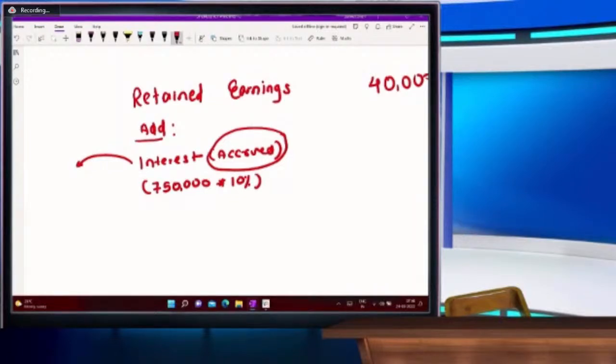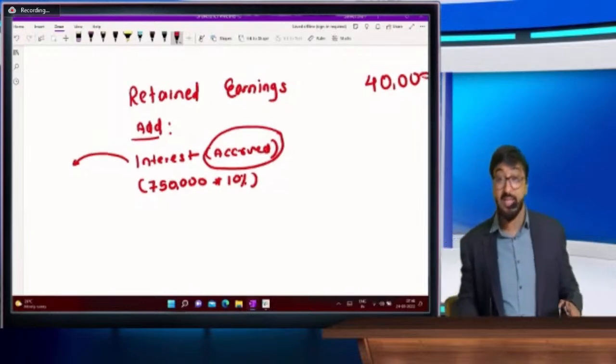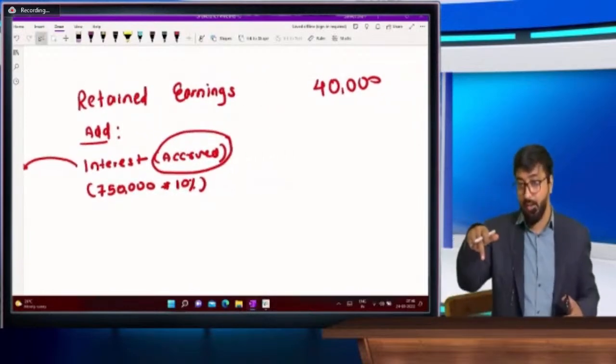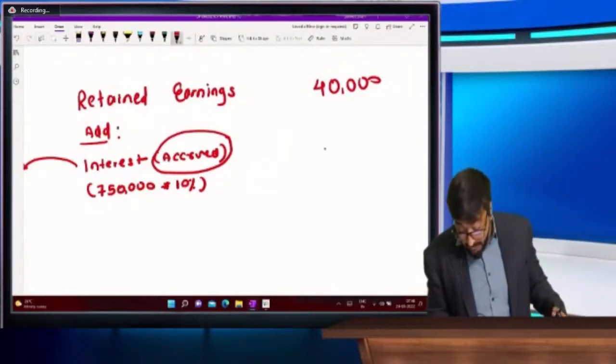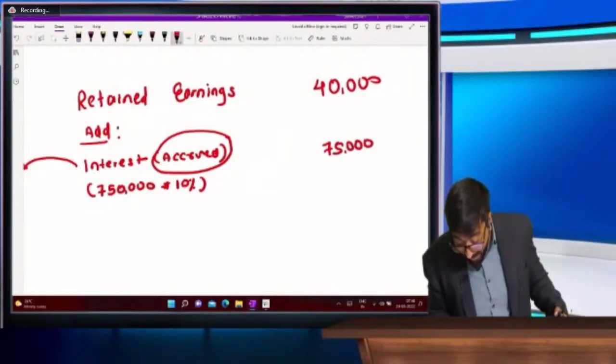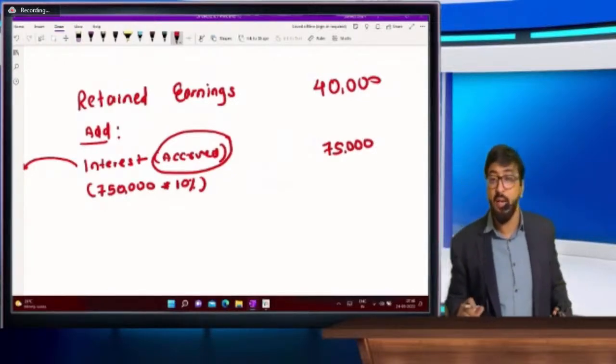Operating profit में हम लोग निकालने की कोशिश कर रहे हैं. So interest accrued, we are going to add it. Which interest? Not paid. Paid is only 70,000. So we are going to add 75,000. And that's why I've taken the assumption that debentures are issued on the first day.